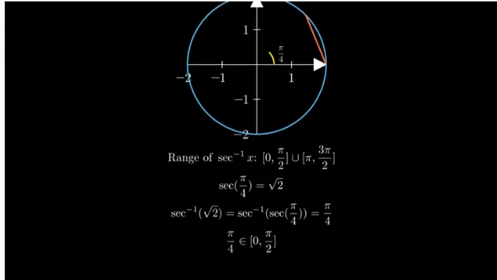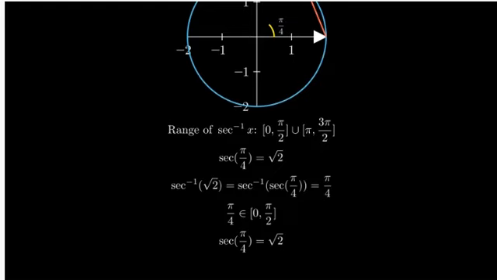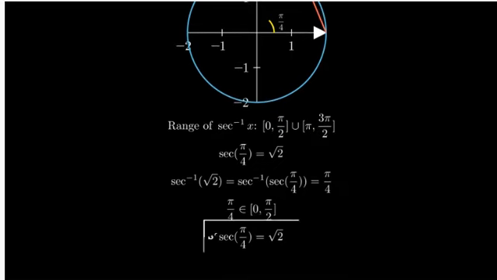First, our answer pi over 4 is in the restricted range between 0 and pi over 2. Second, we know that the secant of pi over 4 is indeed square root of 2. Therefore, pi over 4 is our final answer.